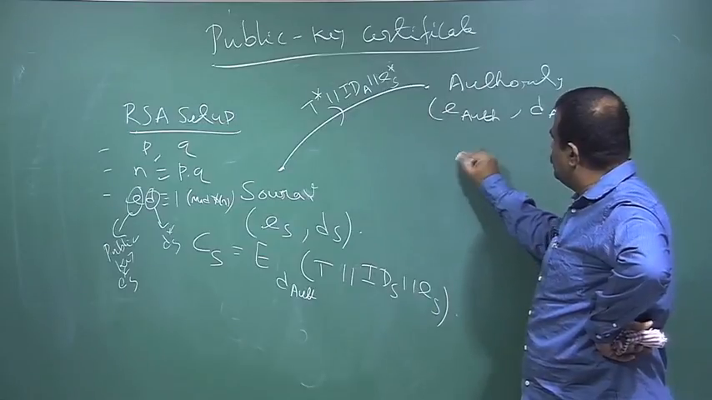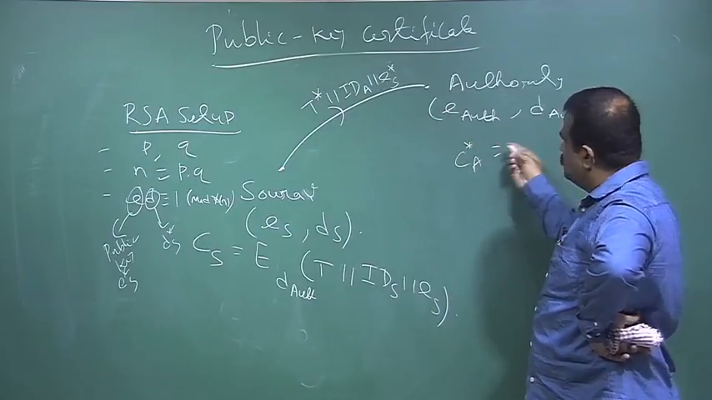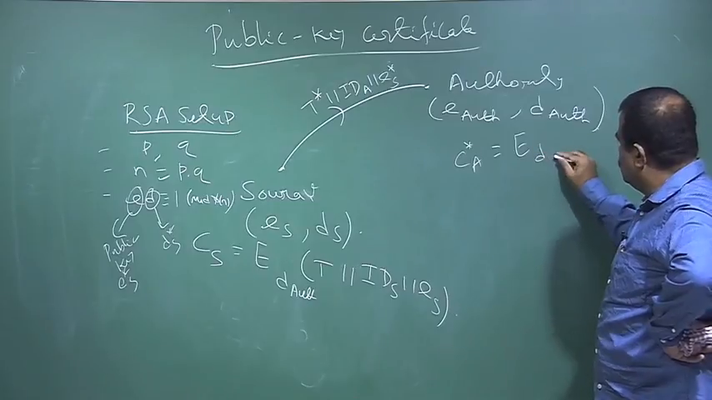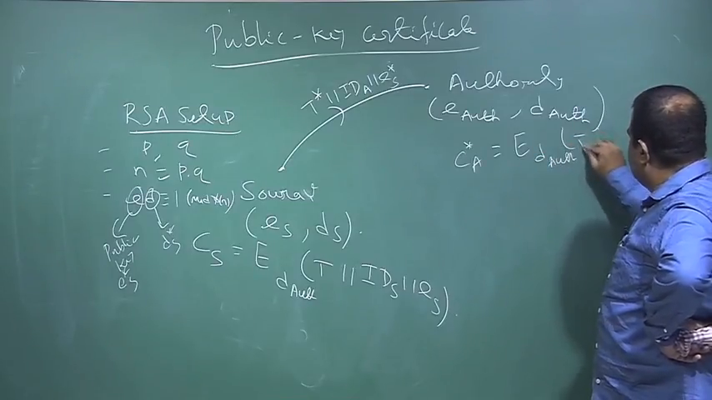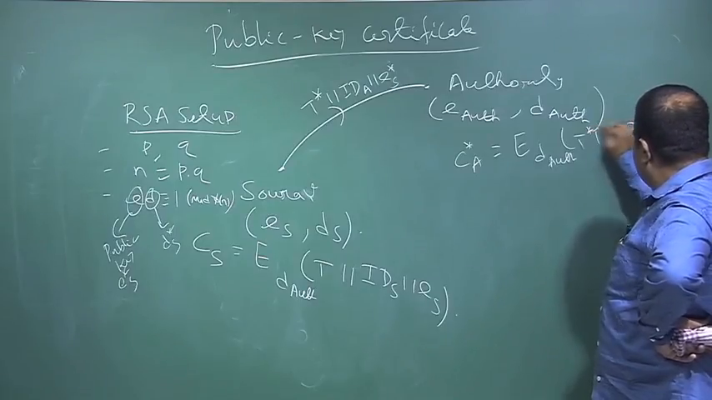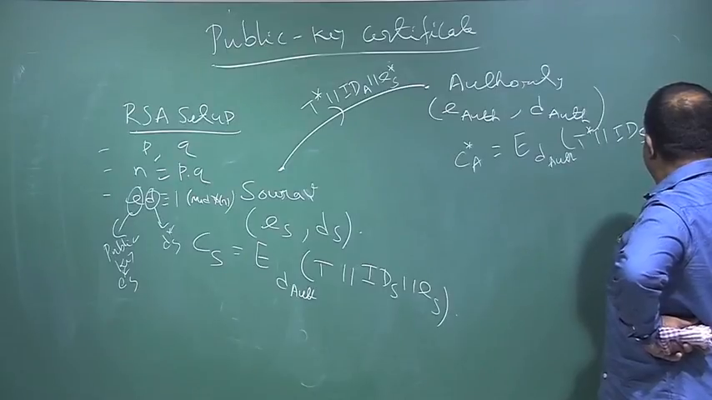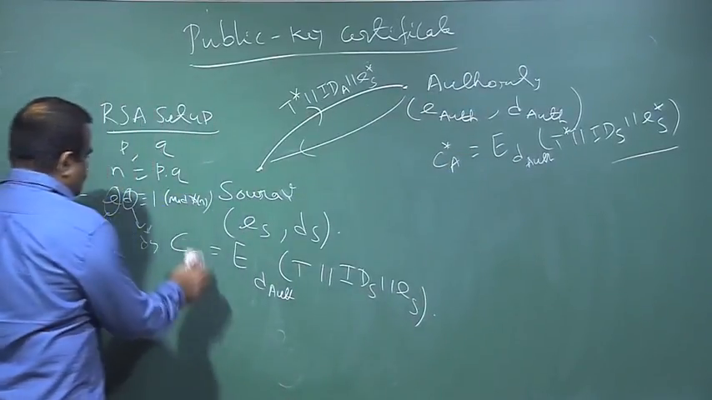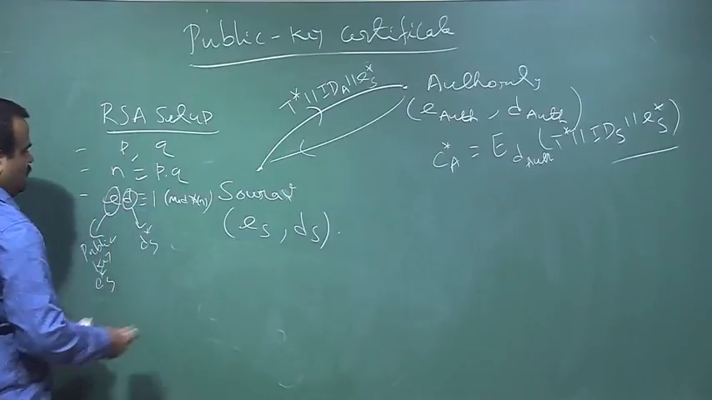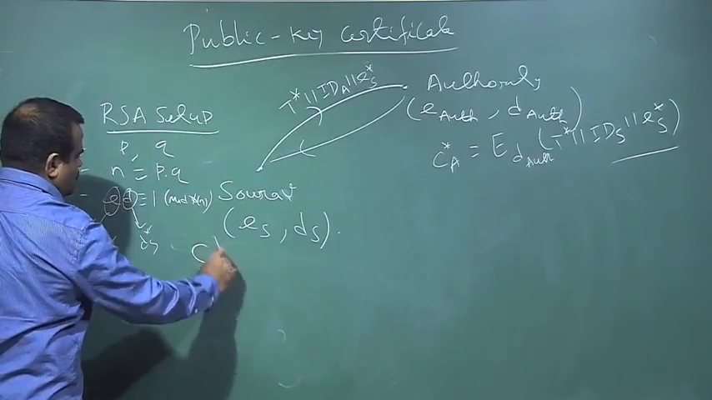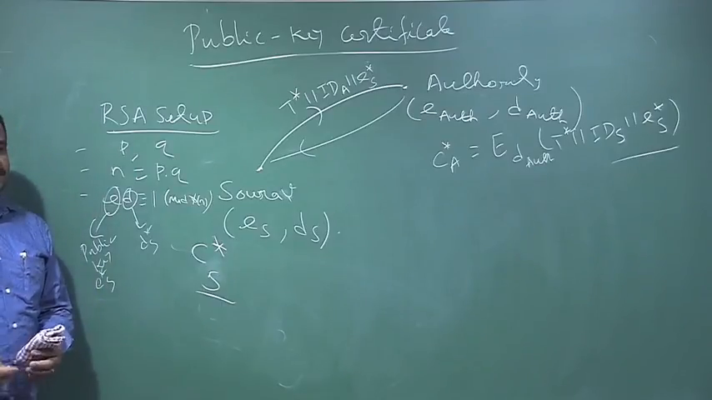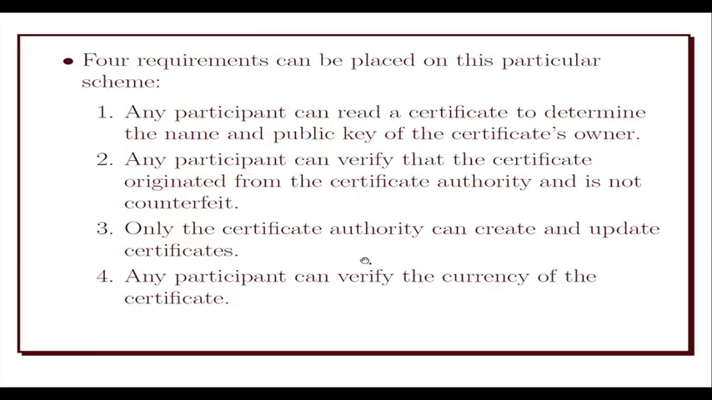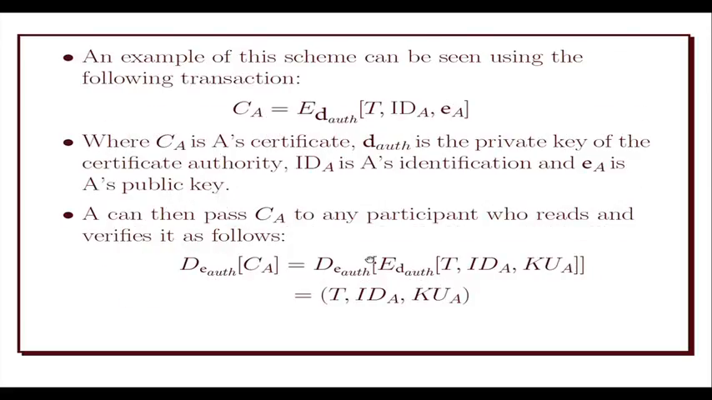So, what will the authority do? The authority will do the same thing: it will digitally sign on this. So, E of D of auth, along with T star, ID of S along with E star, and the authority will send it to me. Now my certificate CS is replaced by CS star. This way I can update the certificate, and this can be done only by the authorized person. So, this is the example.